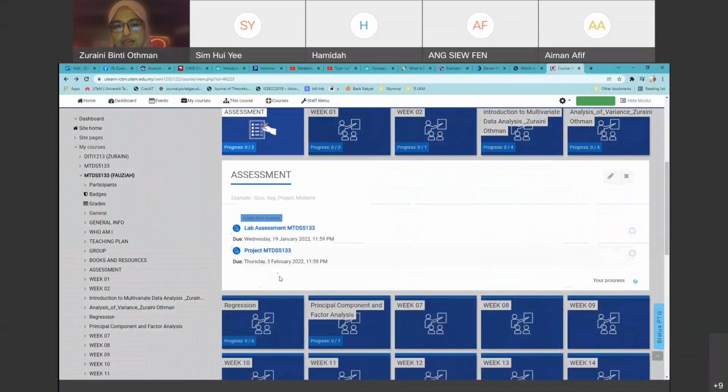You can see that this is the project and lab assessment. It is hidden from students. For the lab assessment, it will open on 19th January. Can you see this lab in your account?